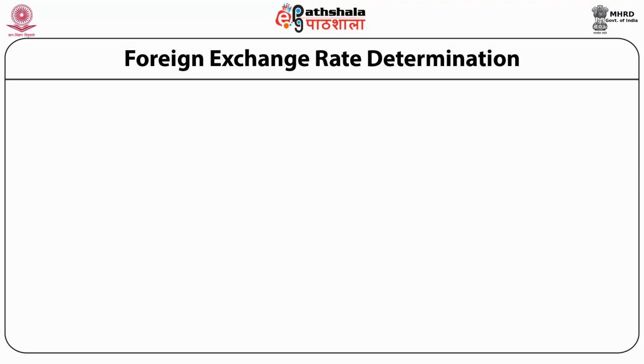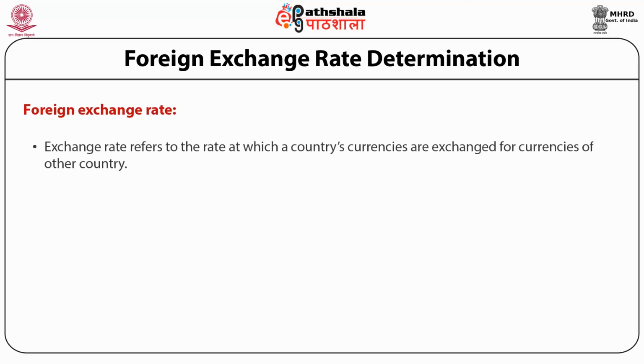Now, after understanding what is foreign market, let us now understand foreign exchange rate and how it is determined. What is foreign exchange rate? It refers to the rate at which a country's currency is exchanged for currencies of another country. In other words, it is the price of one currency in terms of another currency.